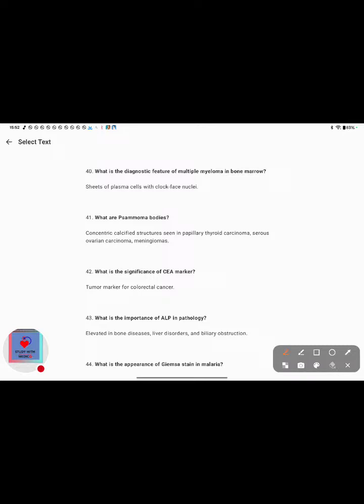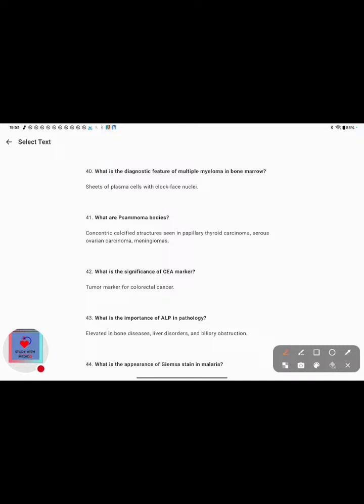You can see Russell bodies. Russell bodies are eosinophilic inclusion bodies.